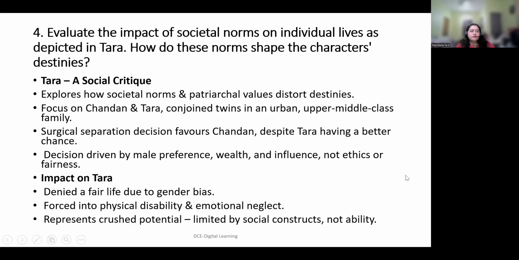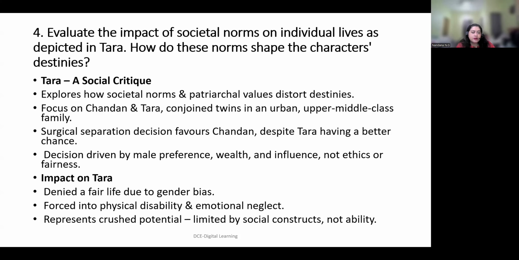The fourth question: evaluate the impact of societal norms on individual lives as depicted in Tara. How do these norms shape the characters' destinies? Tara can be considered a social critique. The play explores how societal norms and patriarchal values distort destinies. The play focuses on Tara and Chandan, conjoined twins in an urban upper middle class family.